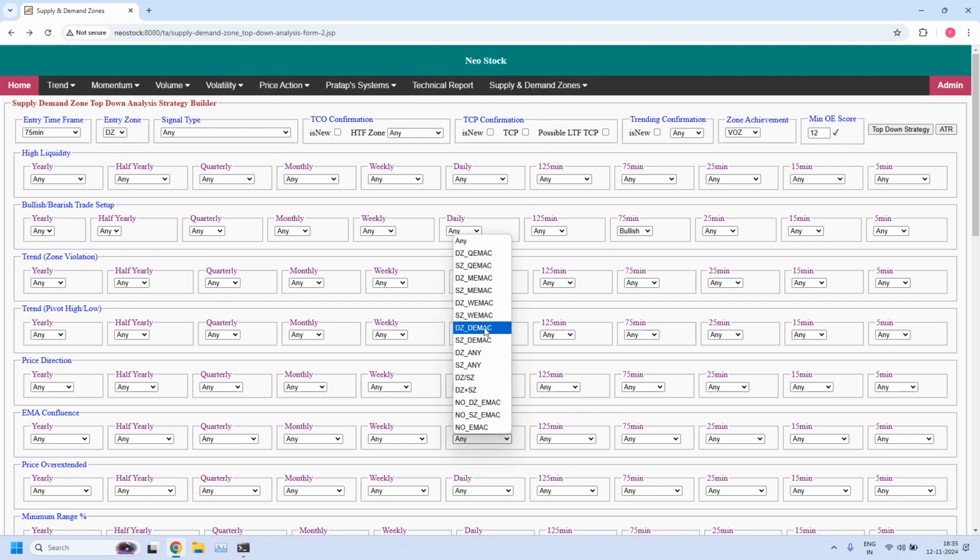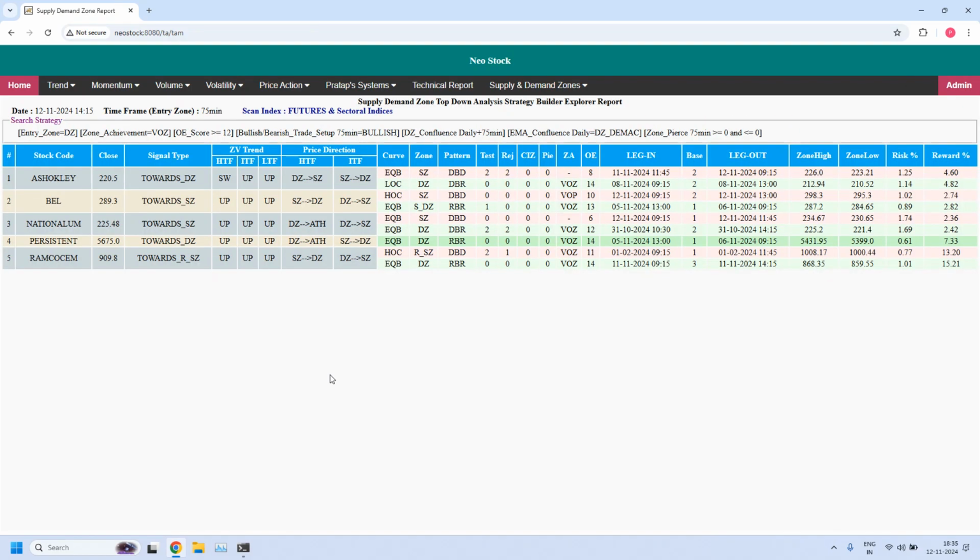So the daily demand zone with daily EMA confluence filter is enabled. With this filter, we got 5 stocks. In all these 5 stocks, the 75 minutes entry zone is part of the daily zone, and the daily zone has daily EMA confluence. So that's why these 5 stocks are even more high probability setup supported stocks.